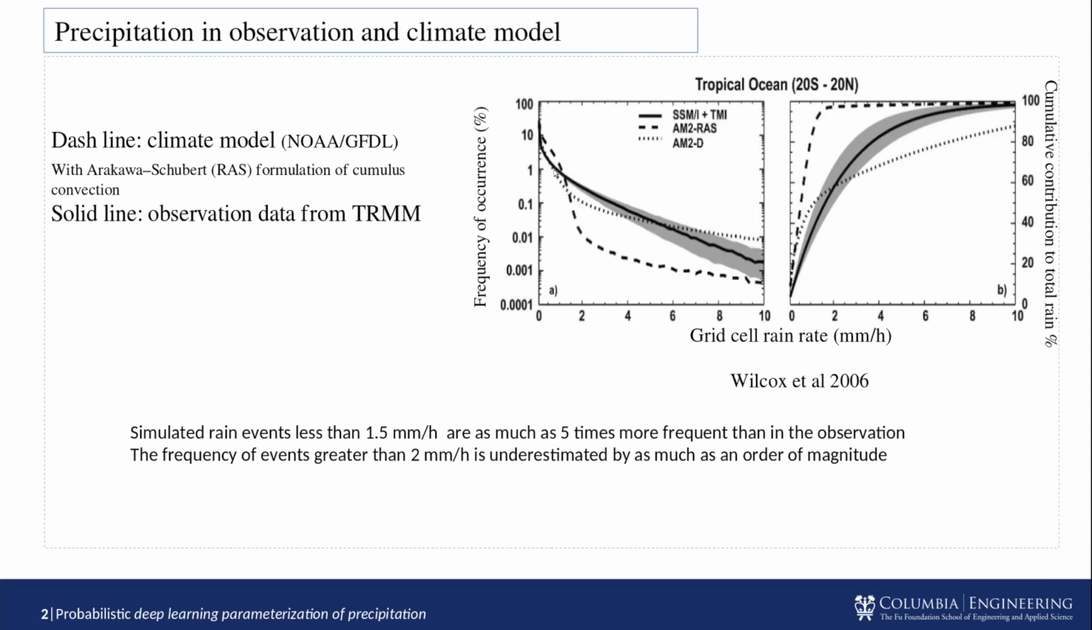So to give a more accurate number, rain events less than 1.5 millimeter per hour are as much as 5 times more frequent, and then precipitation larger than 2 millimeter per hour is underestimated by as much as an order of magnitude. Now, these numbers are specific to this model, but this issue exists in many other climate models.